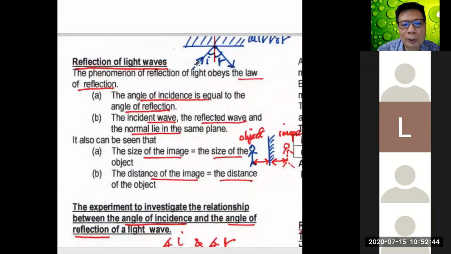You see, this is the incident ray, the one going to the mirror. This is a normal line. And this is a reflected ray. So you also apply the same law: angle of incidence equals angle of reflection. The same thing applies in the water wave, and the same thing will also apply in the light wave. So the law of reflection uses the same law. Angle of incidence, angle of reflection, same.